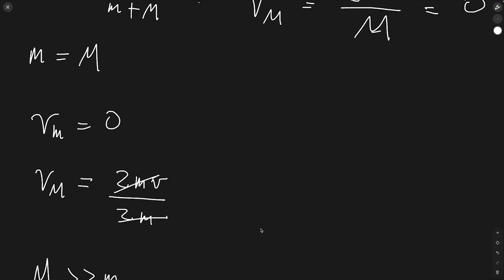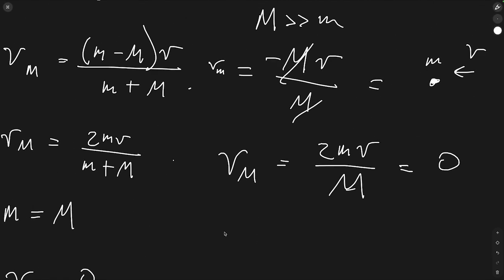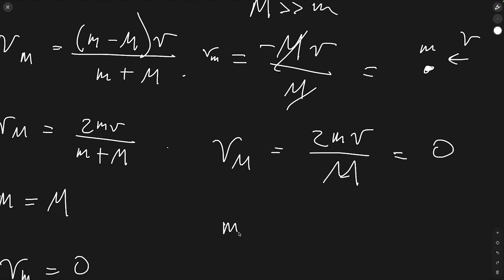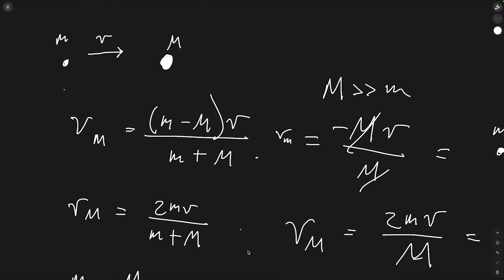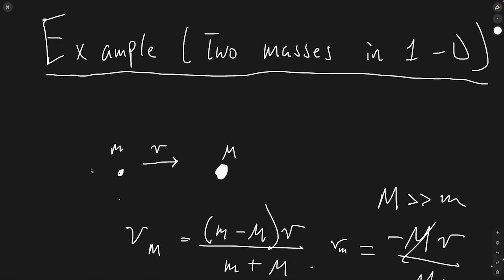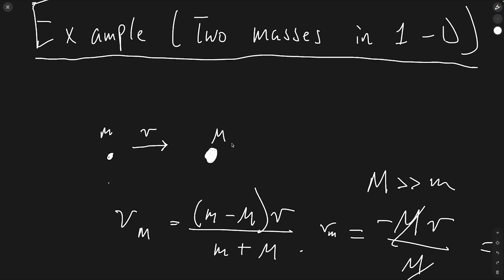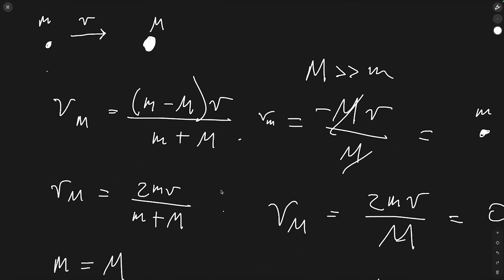Okay, and the final limiting case is the opposite. What happens when little m is much bigger than big M? Well, what do you expect? Little m is going to be so massive, it's basically just going to run over big M, and it's not really going to be fazed by big M. It should have the same velocity as before, right? And then, I don't know, what's going to happen to big M? I'm not really sure. So let's see.